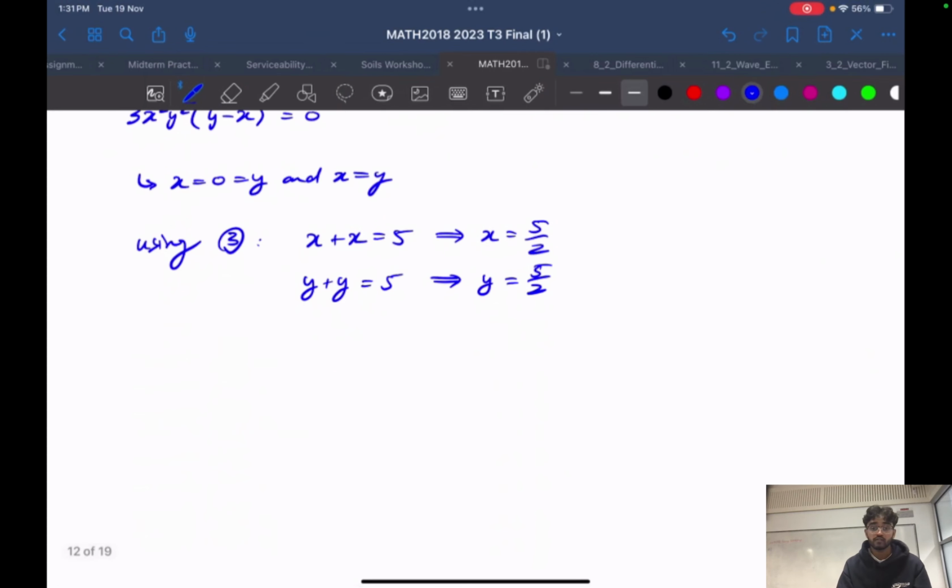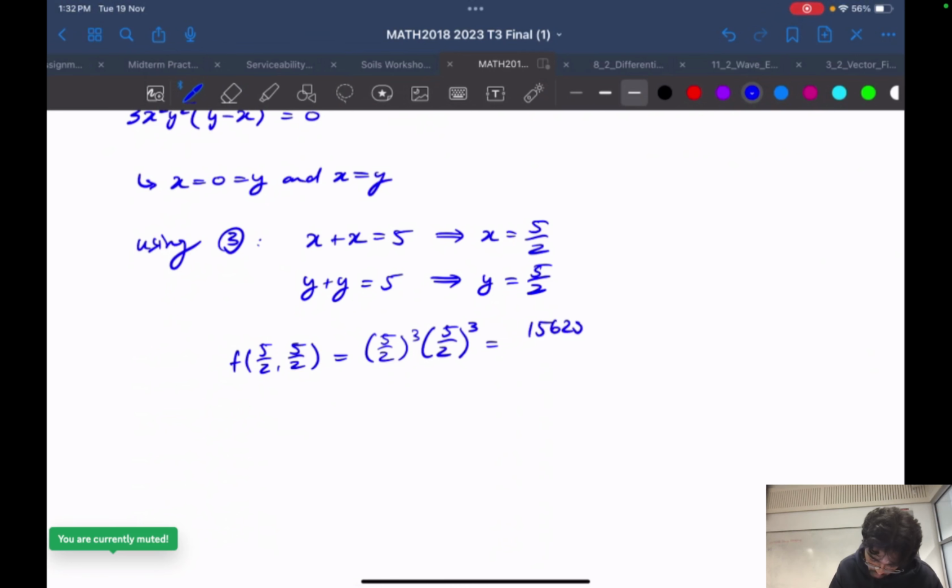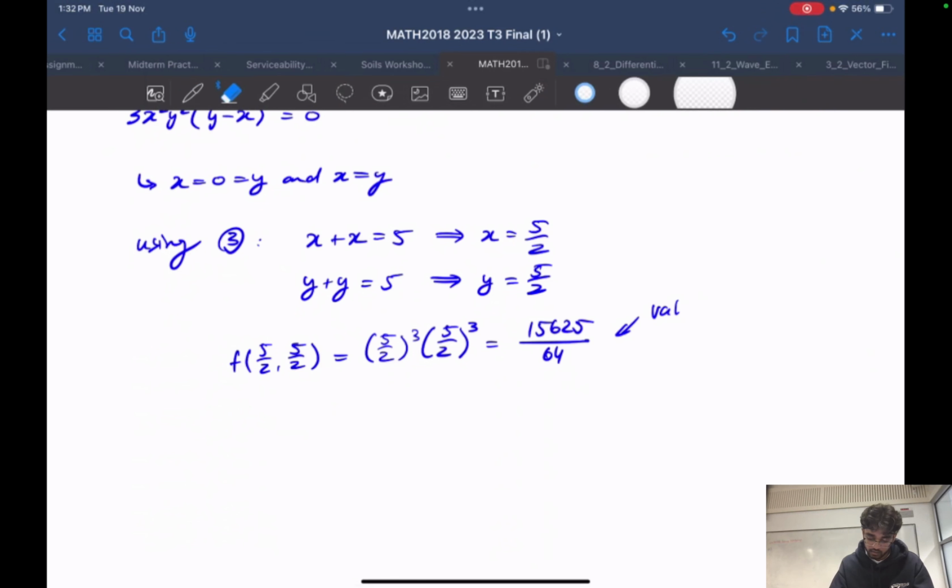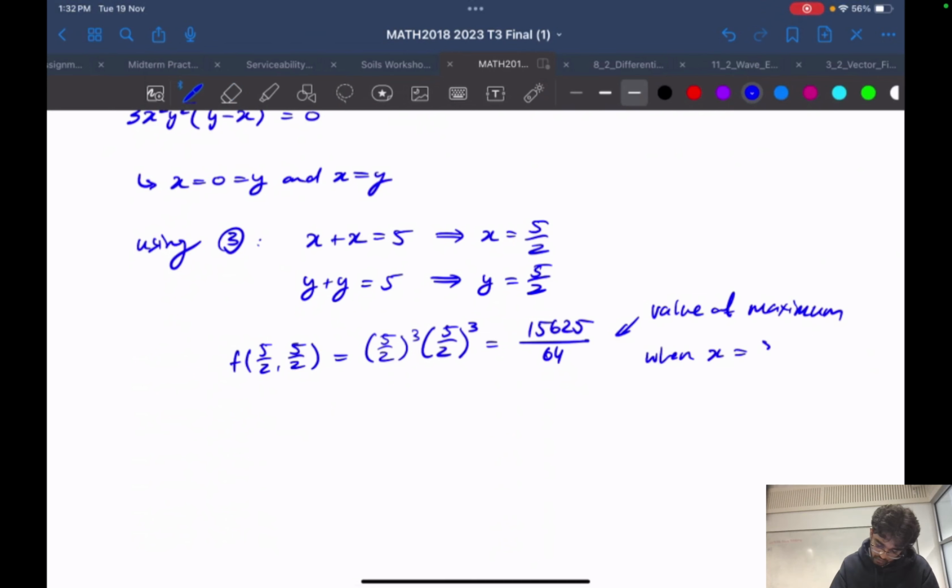where y and x are equal to 5 on 2, we can say that f of 5 on 2 is equal to 5 on 2 cubed, 5 on 2 cubed, which you get to be 15625 divided by 64. So this is the value of our maximum. Maximum when x equals 5 on 2, y equals 5 on 2.